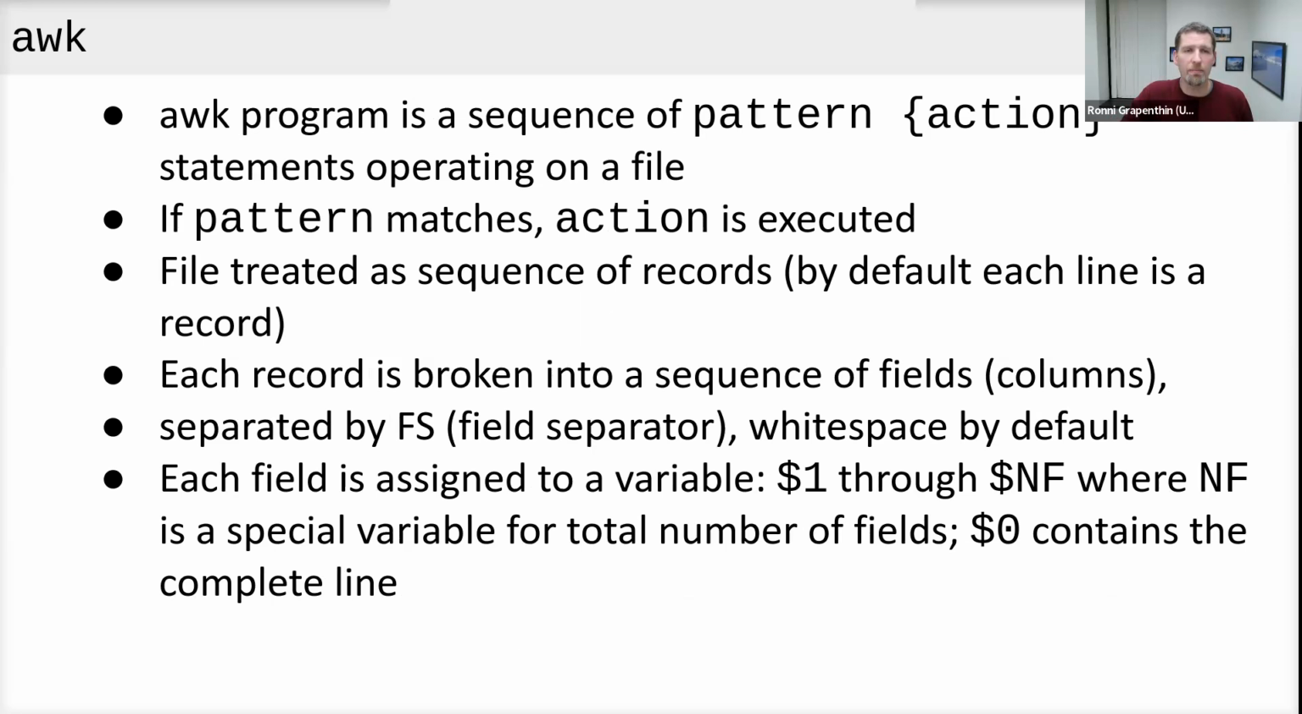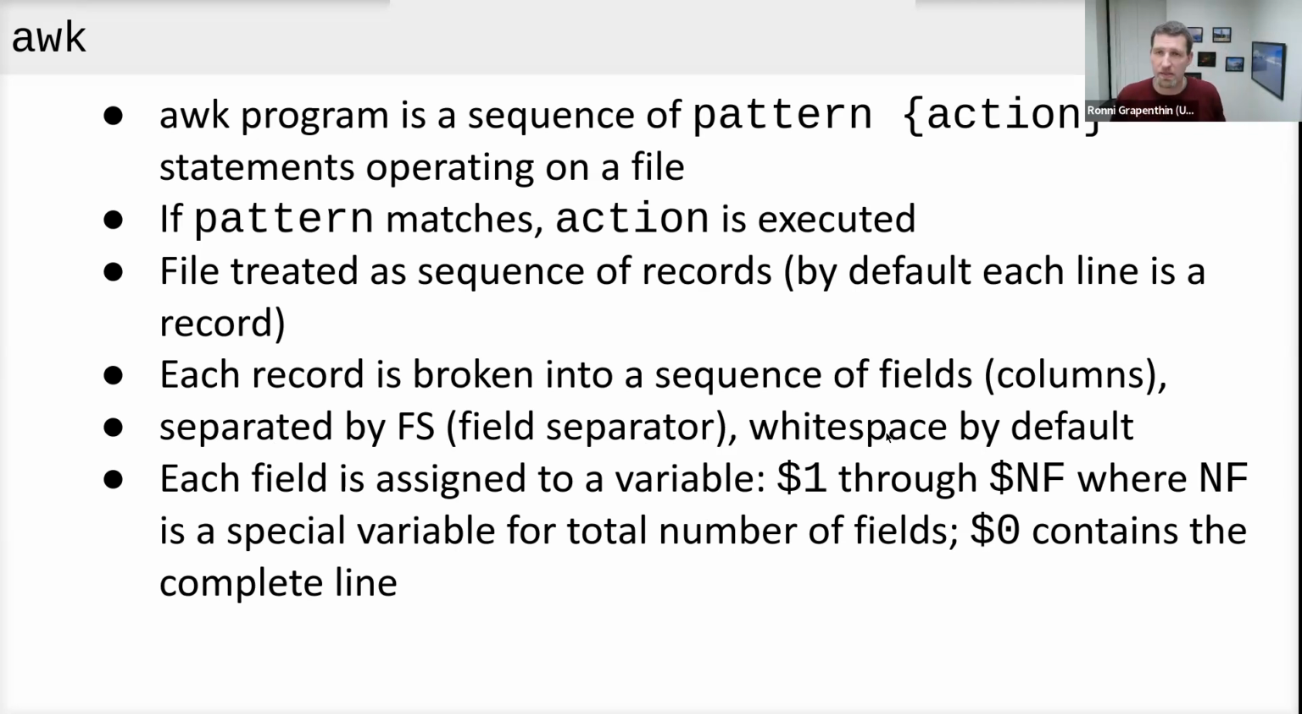An awk program is a sequence of a pattern that is followed by an action. All of this operates on a whole file. If the pattern matches, the action is executed. The file is treated as a sequence of records. By default, each line is one record. Each record then is broken into a sequence of fields, columns. You take one record, now you have fields. You have field 1, field 2, field 3, and so forth. Those are your columns. They are separated by a field separator, which by default is white space.